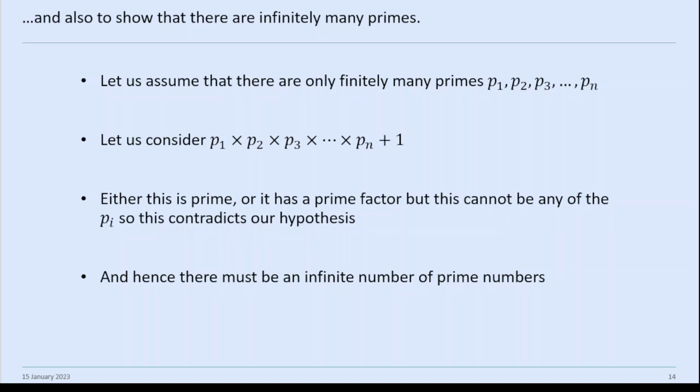If it's not a prime number, it has prime factors, but it can't be any of the p1, p2, p3 to pn, because in each case, if we divide by p1, p2, p3 to pn, we're always going to get remainder 1. So none of those go in exactly. So the prime factors must be outside of this group. And so therefore that contradicts our hypothesis, because our assumption was p1 to pn was all of the prime numbers. So since we've managed to contradict our hypothesis and come to an absurd result, there must be an infinite number of prime numbers, which is actually a very important outcome.